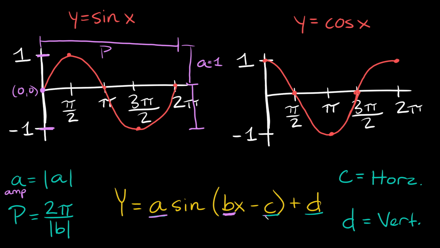And then we have c, which stands for the horizontal shift, also known as the phase shift. And lastly, we have d, which is the vertical shift, right? Up or down.